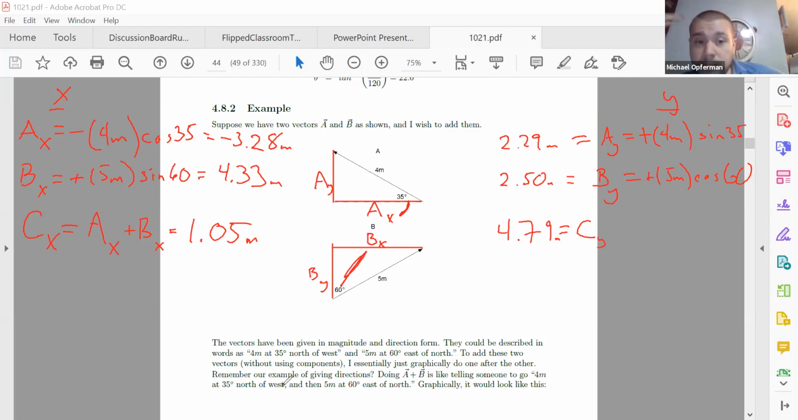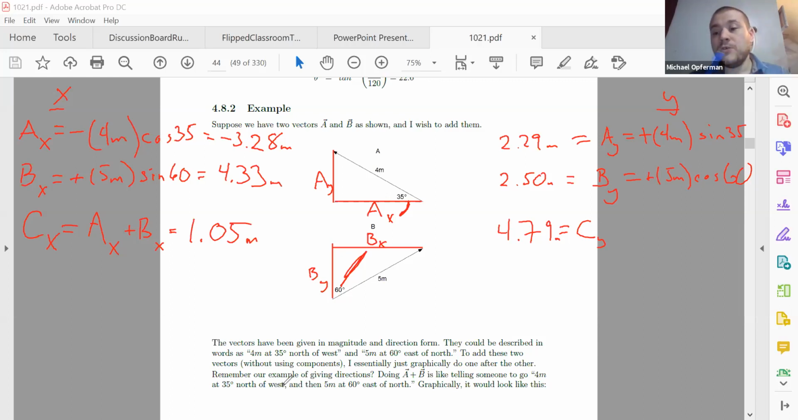Then you have to see what's the question actually asking for. Is it asking for the components of C, or is it asking for the magnitude and direction of C? If it's asking for the components of C, you're done. If it's asking for the magnitude and direction of C, then you have one last step to do. You need to go back to the previous concept that we did. We have now a vector C whose components are given. How do we get its magnitude and direction?